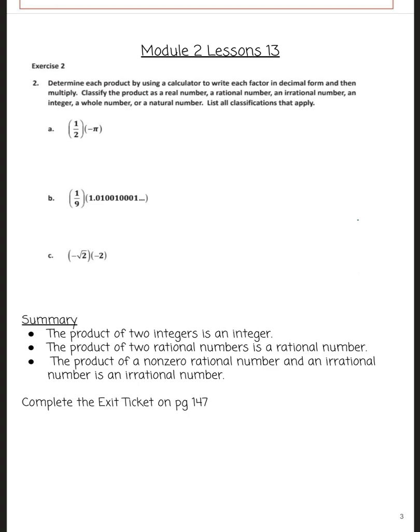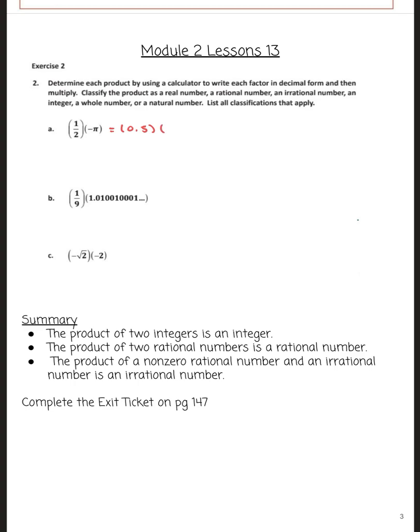Looking here at A, it says 1/2 times negative pi. We know that 1/2 is rational because it's written in fraction form. And we know that pi is irrational. So when we multiply them together, putting this in the calculator, we know that it's 0.05. All right, so that represents a terminating decimal.